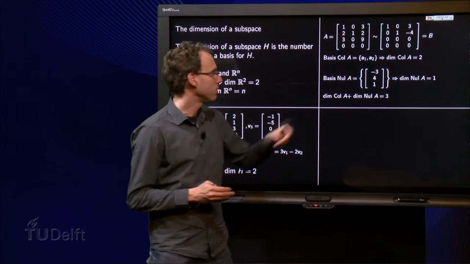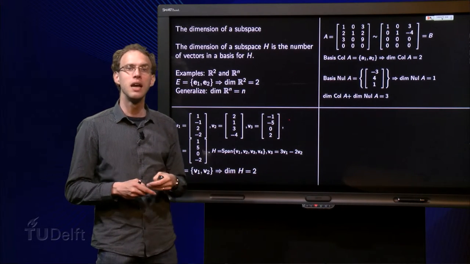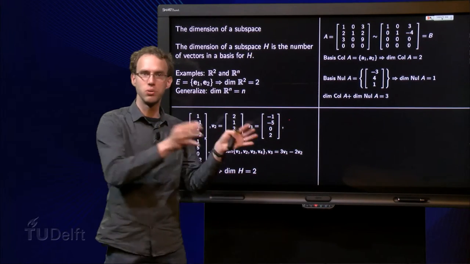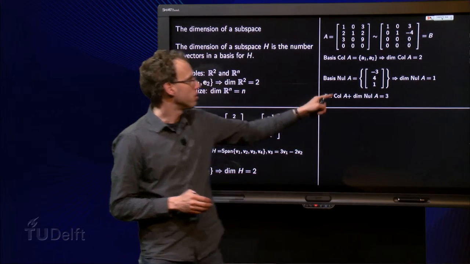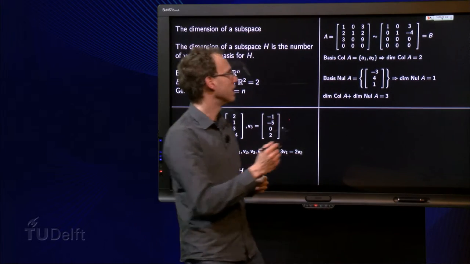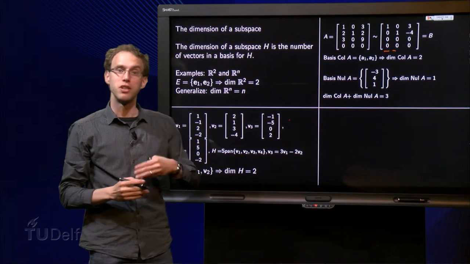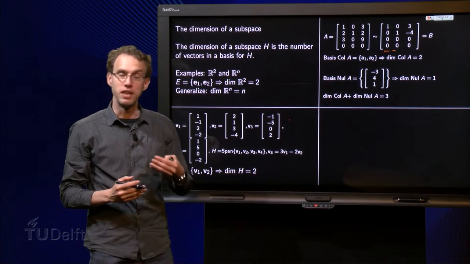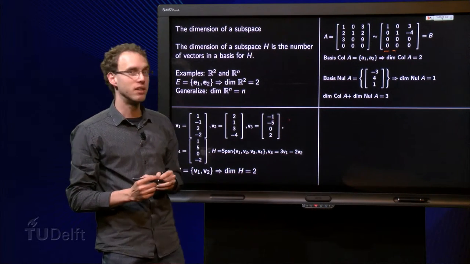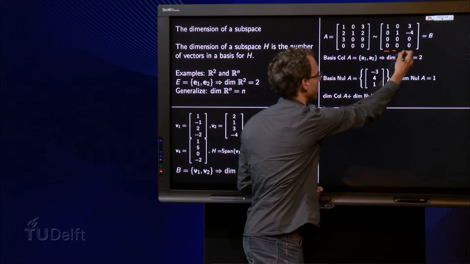And now we can add the two, the dimension of the column space and the dimension of the null space, 2 plus 1 equals 3. Well, that usually doesn't have so much to do with each other. The column space and the null space are two completely different spaces. But the sum is 3, and that is exactly the same as the number of columns. Why is that? Well, the dimension of the column space is the same as the number of pivot columns of the matrix, because that's the amount of independent columns in A. The dimension of the null space is the same as the number of free variables.